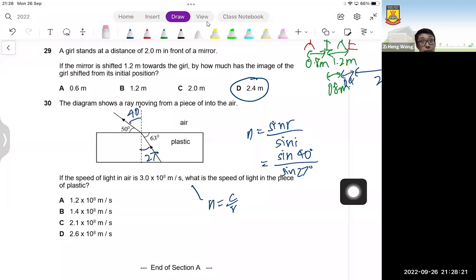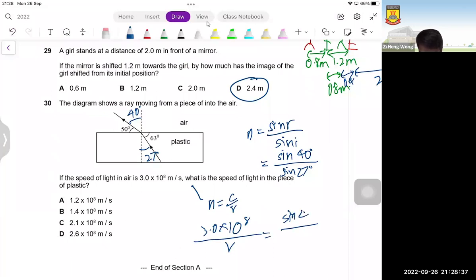So if it's the same refractive index, I can do my substitution. c is 3 times 10 to the power 8, over v, equals sine 40 over sine 27, and just find v. So this one combines two formulas, this one and this one. And they still add in a trick of whether you know 40 or 27. So there's a lot of pitfalls. Any point you fall, then this whole question will go.